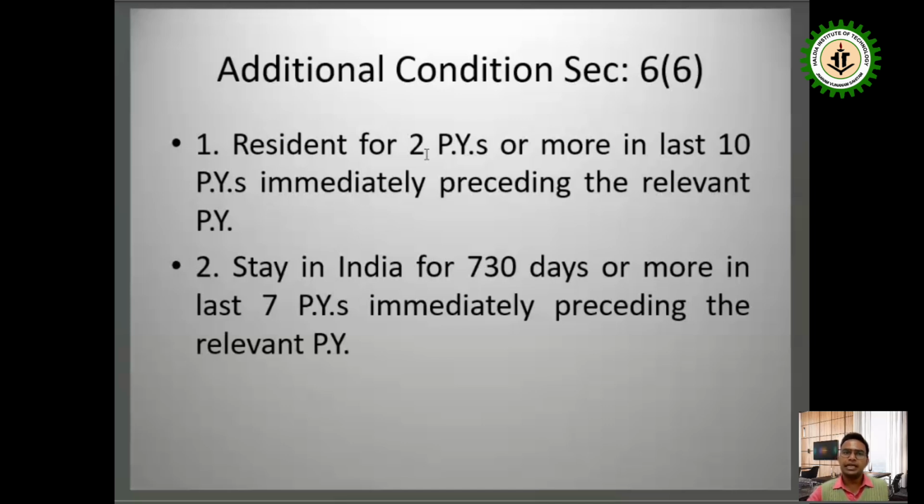And the second additional condition is stay in India for 730 days or more in the last 7 previous years immediately preceding the relevant previous year. That means he has to stay 730 days in 7 previous years immediately preceding the current previous year. If a resident satisfies both the conditions, then he will become resident and ordinarily resident.